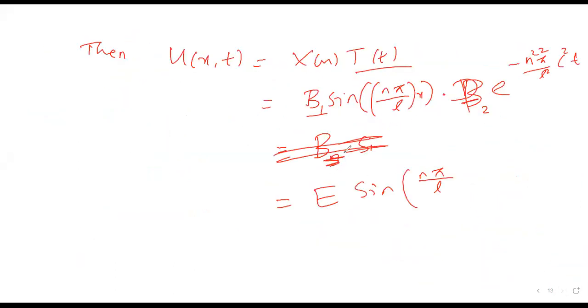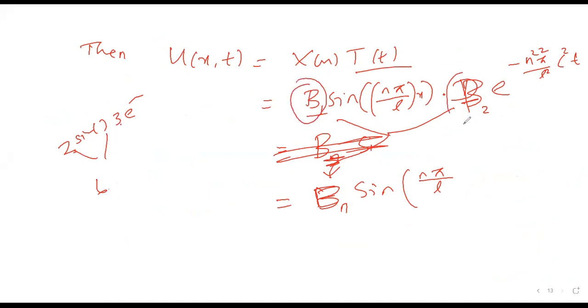Just because I wanted mostly in the books, most of the people use bn here instead of b1 and b2 commonly. For example, let's say 2 sine something and 3 e to the power something, so altogether I can write 6, no? 2 times 3 will be 6. So this is only a constant, so I can choose anything related to that, bn. Okay, sine n pi x over L, and e to the power minus n squared pi squared c squared t over L squared.